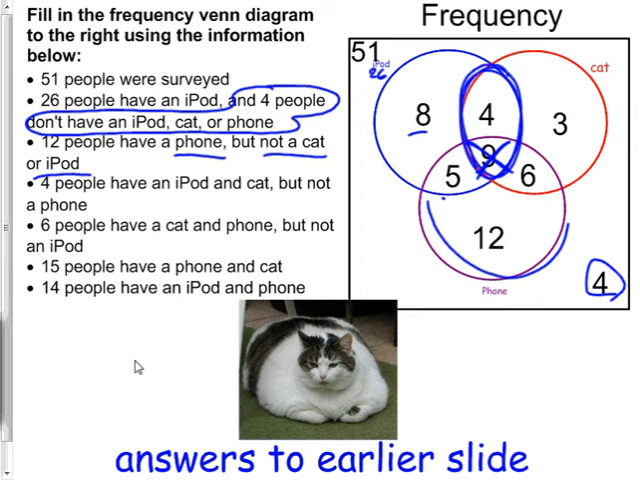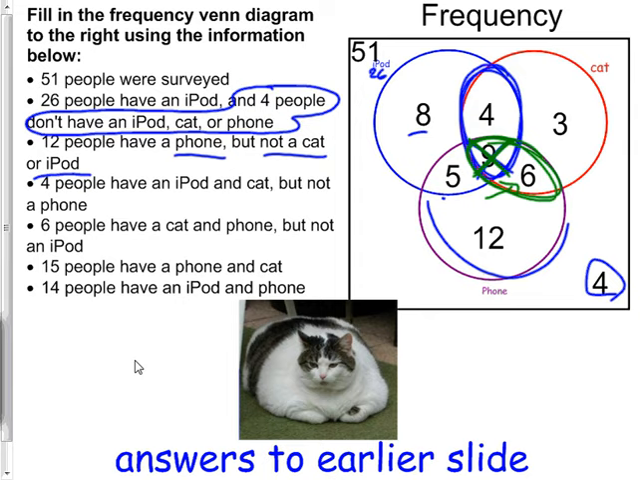6 people have a cat and a phone, but not an iPod. That's the same exact way to say it. Cat and phone, not iPod. So that's why it leaves that. You see how I'm crossing things off so that I only have one place I could put it? All right. Then where did you guys all make your mistakes?